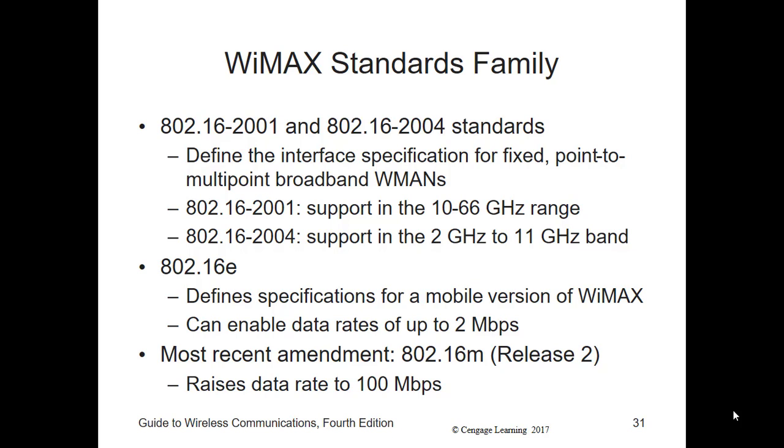The 802.16e amendment to the standard, ratified way back in 2005, defined the specification for a mobile version of WiMAX. The 802.16m was an amendment by the WiMAX Forum. It raises the data rate to 100 meg per second and makes it possible to combine MIMO, multiple frequency channels, and spatial multiplexing to achieve data rates of up to a gig per second.